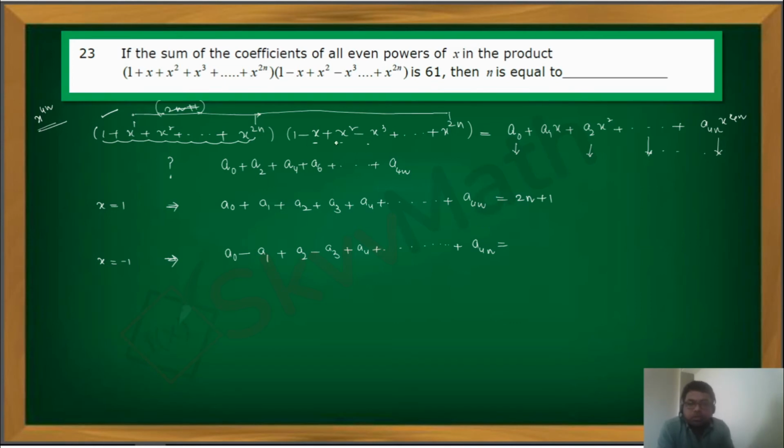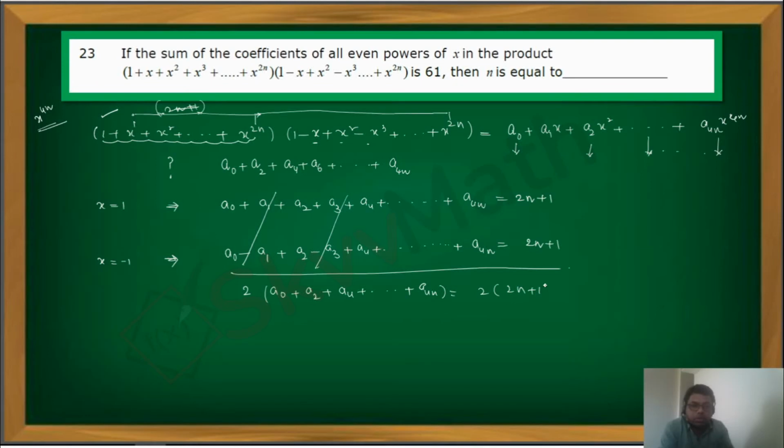Now if you substitute x equal to minus 1 in the second bracket, you get minus of minus 1 plus 1, and again minus 1 whole square plus 1, and minus 1 whole cube minus 1, but with the minus, so plus 1. So you get 1 plus 1 plus 1 plus 1, so again you get 2n plus 1. Now if you add these two results, what will you get? Minus a1 plus a1 and plus a3 minus a3 will cancel. a0 plus a0 is 2a0, a2 plus a2 is 2a2, so if I take 2 common, a0 plus a2 plus a4 and so on up to a4n, you get only the coefficients of even powers of x, which is equal to double of 2n plus 1, so the 2 cancels.